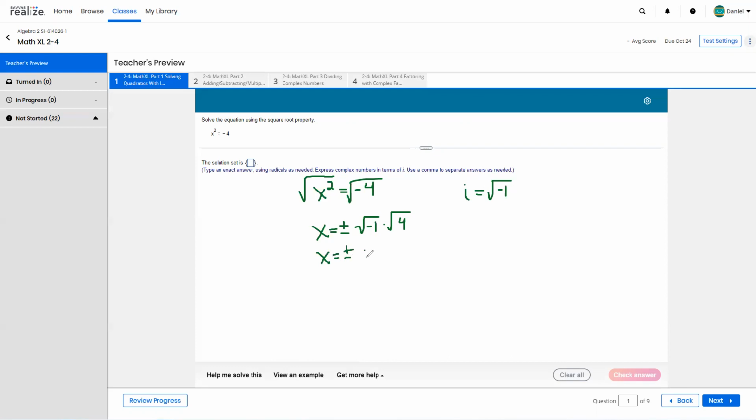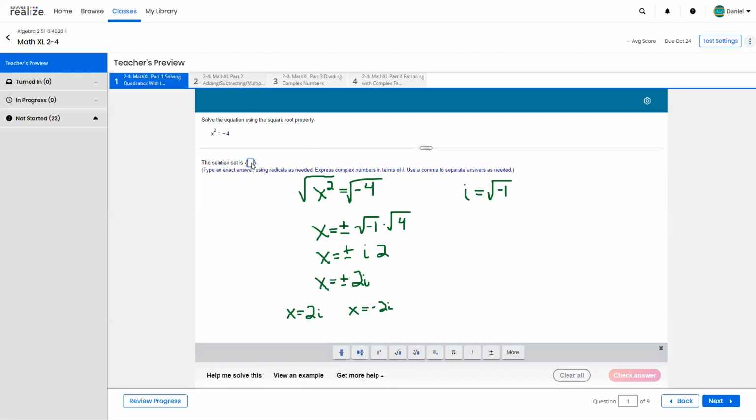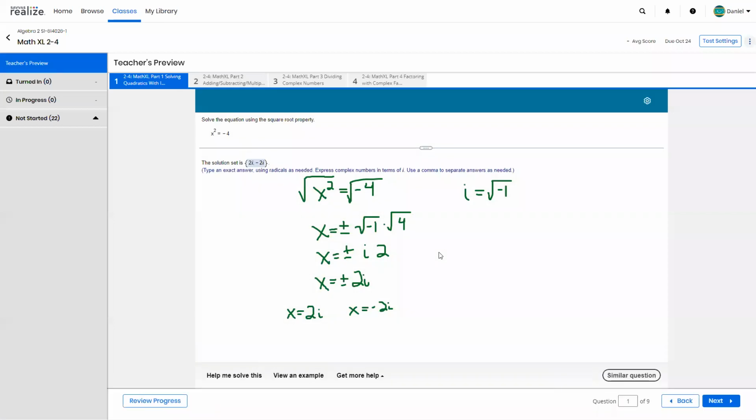Square root of -1 is going to become i. Square root of 4 is going to become 2. So we're going to have x equals plus or minus 2i. We're just going to write the 2 in front of the i. That's just good formatting. And then my two answers are going to be x equals 2i and x equals -2i. And then that's what we're going to write in as our solution set: 2i, comma, -2i. And there we go. Perfect.